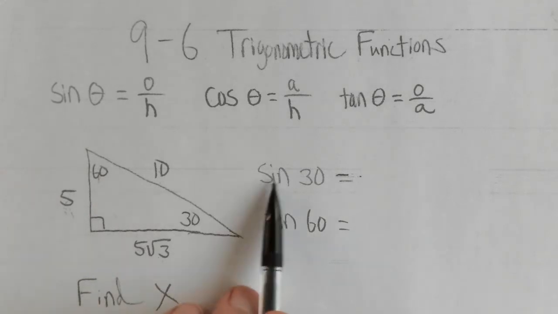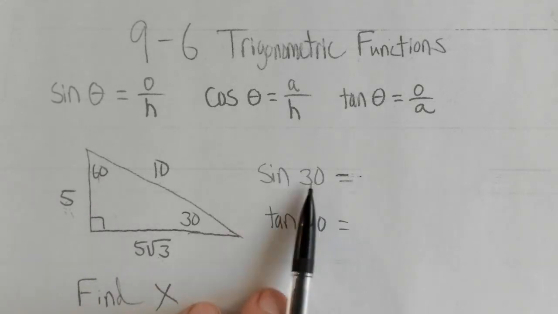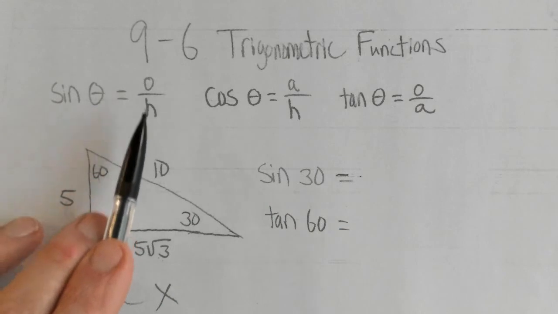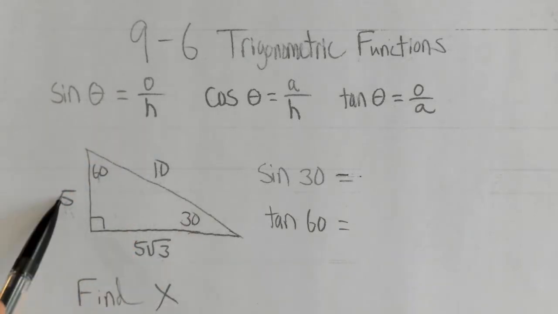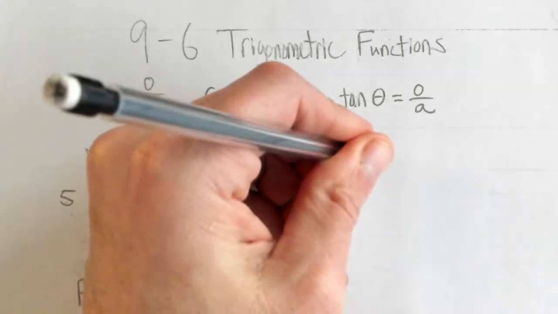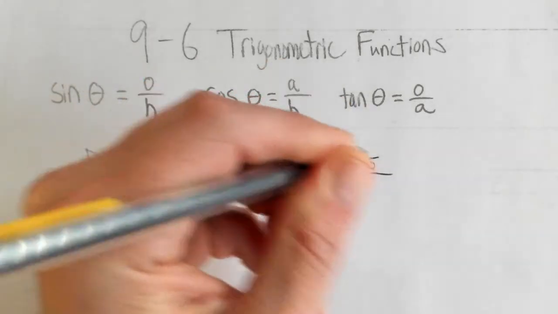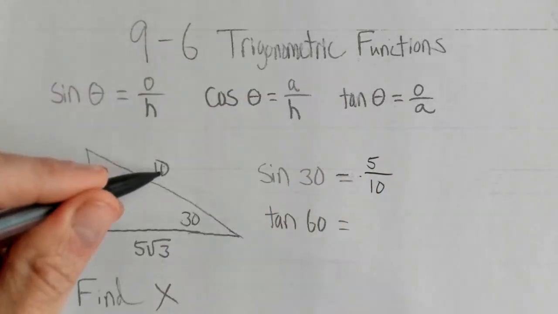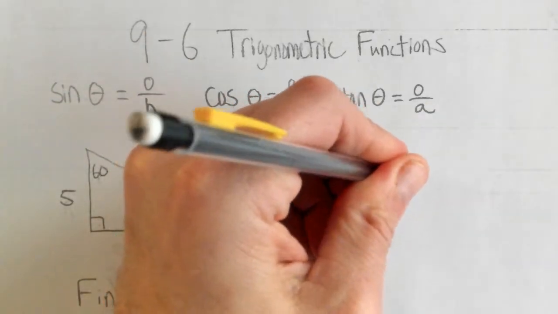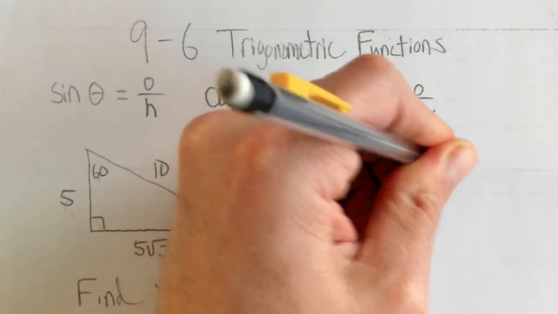Okay, so the sine of 30 degrees. Remember, sine is supposed to be opposite over hypotenuse. So what's the opposite of 30? The opposite side is 5. So that would be 5 over 10, which is the hypotenuse over 10. And then that's equal to 0.5. All right.